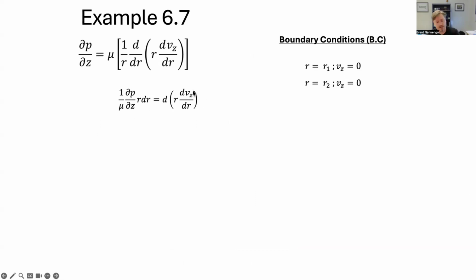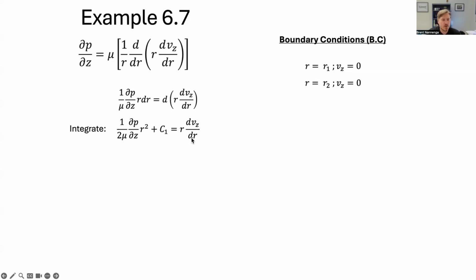And now we're going to do our first integration. That's going to give us 1/2 r squared, plus c1, and then we're left with r dvz dr. Notice how this turned into a total derivative instead of a partial derivative, I forgot to mention this last example, because we know that velocity is only a function of radius. So that allows us to switch over from the partial derivatives to this sort of derivative here.